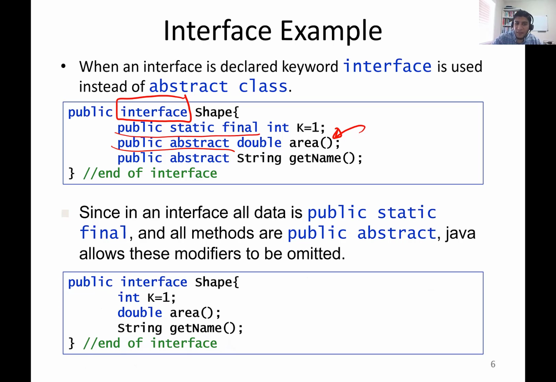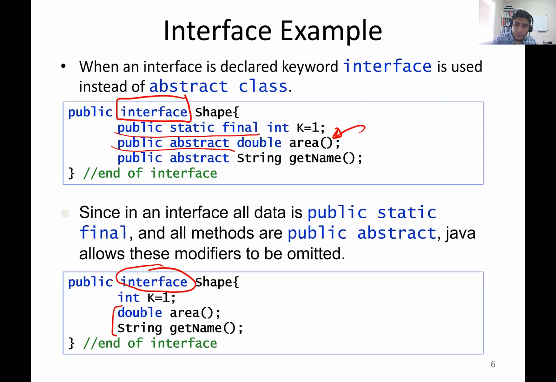So you just simply define the variables as you define them in a normal program, just using the int type, and then the return type for the method. So you don't need public abstract for the method or public static final for the instance variables. As long as you have this interface keyword before the class name, the compiler knows that all the methods have to be public abstract.